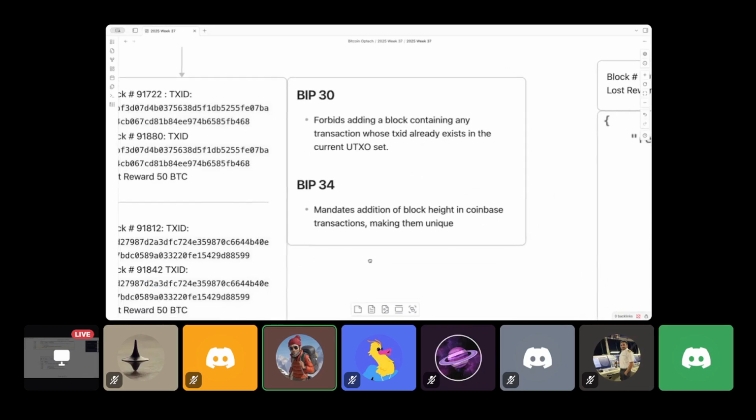In order to counter this, two BIPs, BIP 30 and 34, were proposed. BIP 30 basically forbids adding a block that contains a transaction whose TXID already exists in the UTXO set. So this kind of check started after these two incidents occurred.